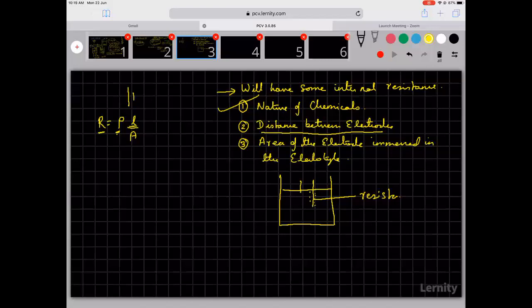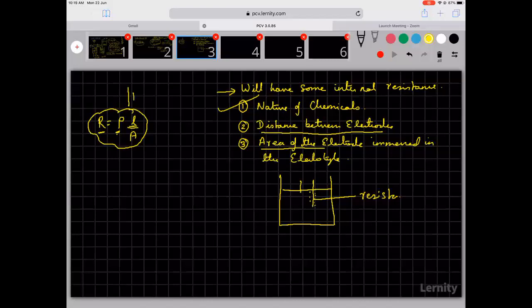Internal resistance of a cell refers to the resistance which the electrolyte of the cell offers to the flow of ions and electrons within it. Okay, so it primarily depends upon these factors. Of course, it will also depend upon temperature. As you increase the temperature, the ions will have more energy. As they have more energy, they will travel faster, so they will have low resistance.